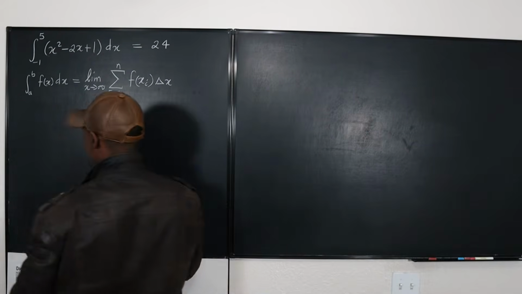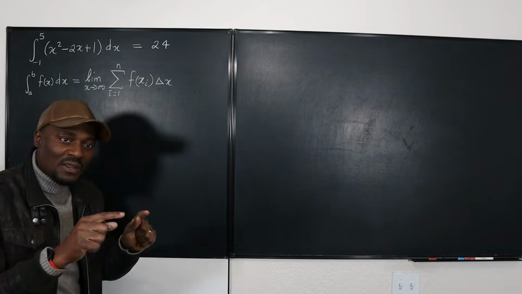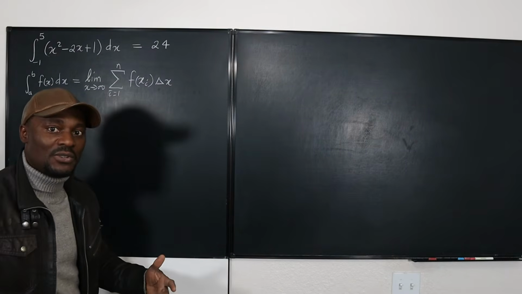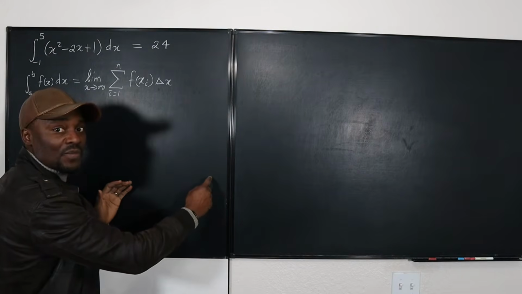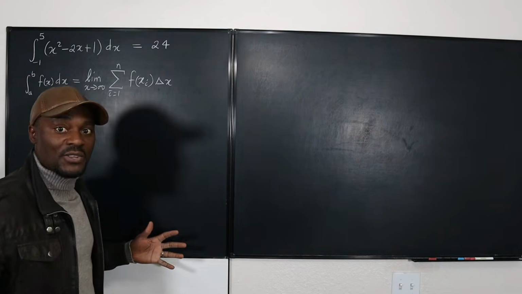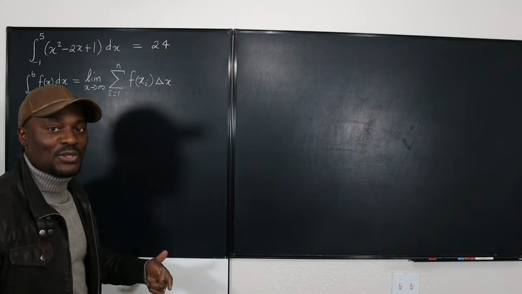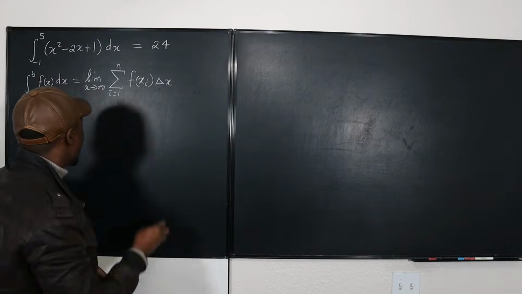The first thing you must know is that delta x simply is the width of each of the rectangles you're going to be using. So if you're using 10 rectangles, it's going to be the gap you're going through divided by 10. If you're using 1 million rectangles, you'll be dividing by 1 million. If you're using n rectangles, you'll be dividing the gap by n.